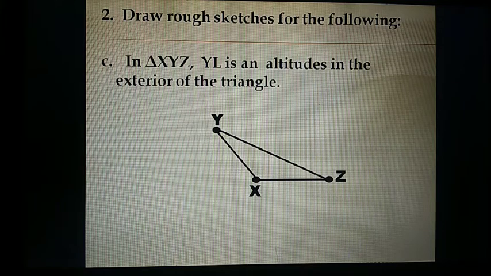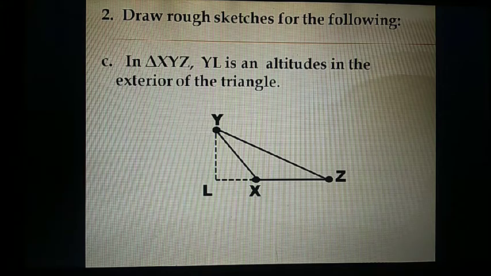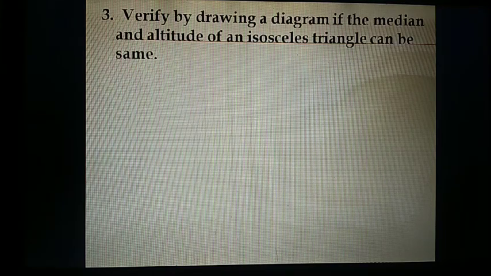Now when you draw a perpendicular line segment from Y, it will fall outside the triangle, extending XZ in the back direction. The meeting point is L. Here, YL is an altitude which is in the exterior of the triangle. Moving to question number 3. Verify by drawing a diagram if the median and altitude of an isosceles triangle can be the same.